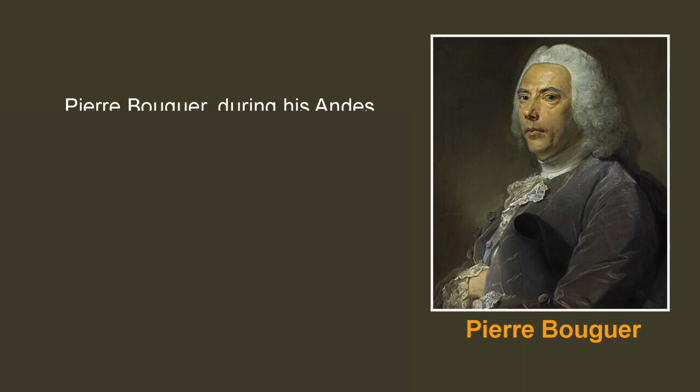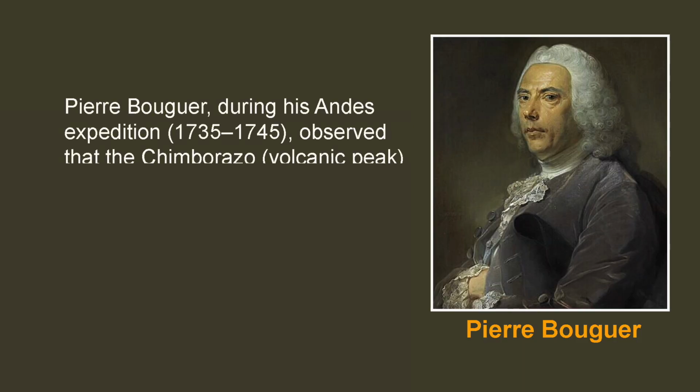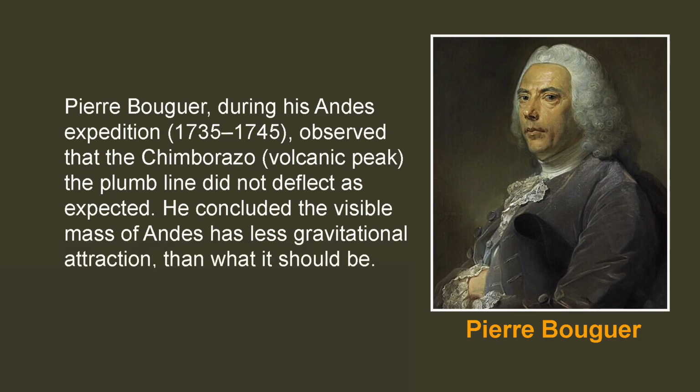Pierre Bouguer, during his Andes expedition between 1735 and 1745, observed that near Chimborazo, the volcanic peak, the plumb line did not deflect as expected. He concluded that the visible mass of the Andes has less gravitational attraction than it should have.